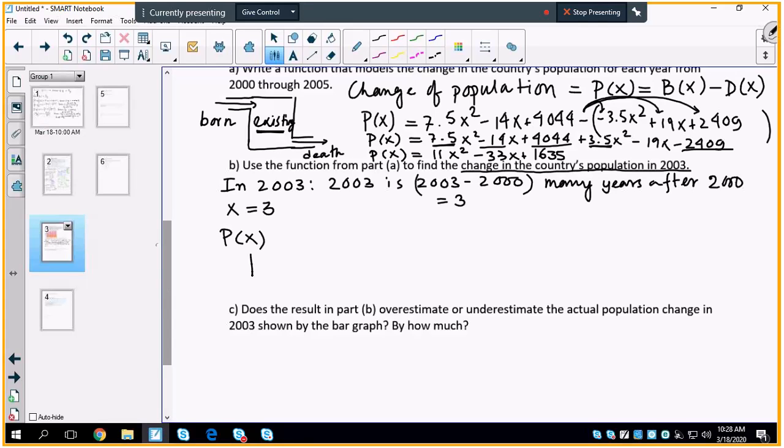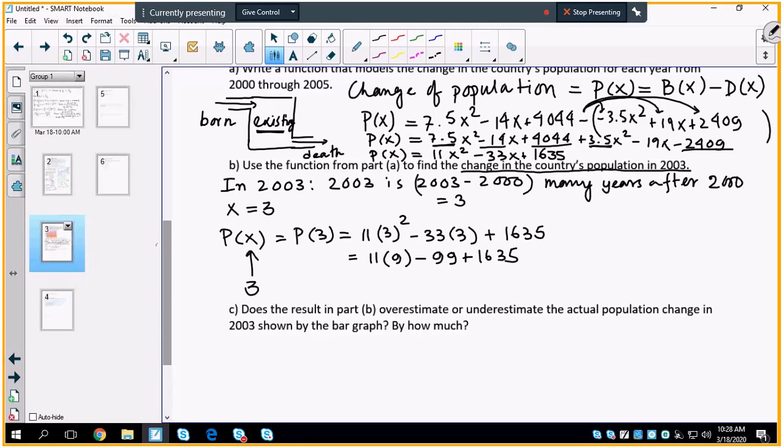I'm going to input 3 as x in the change in population function. So that will give us P of 3, which you know how to evaluate. You're going to say this is 11 times 3 squared minus 33 times 3 plus 1635. So this is 11 times 9 minus 33 times 3 is 99 plus 1635. 11 times 9 is 99 as well, minus 99 plus 1635. As I can see, the calculation is not at all difficult in this one. It's 1635. Then don't forget about the unit.